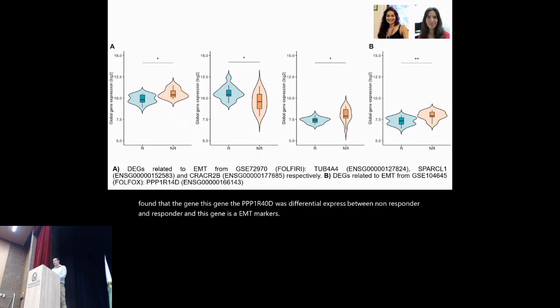So this is a first approach for this study. We want to use more data sets related with colorectal cancer.